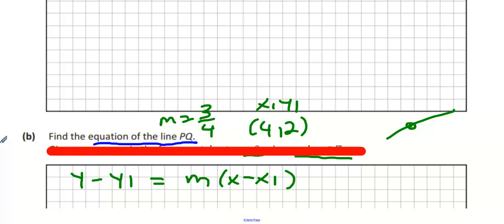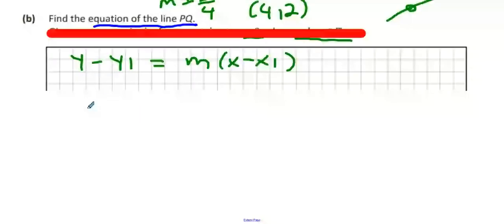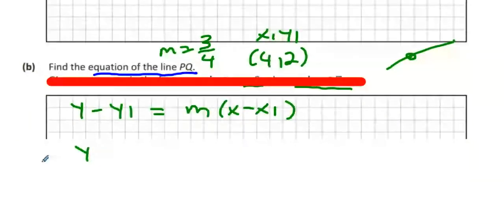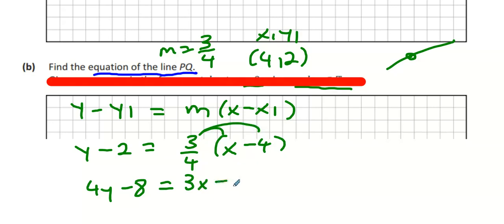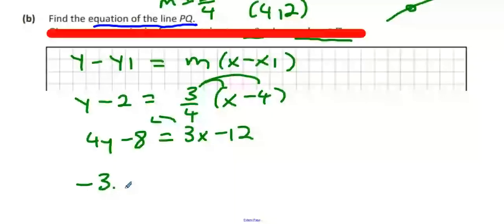So we insert this into the formula. We know y1 is 2, m is 3/4, and then we have x take away x1, which is x minus 4. Cross multiplying by 4, we get 4y minus 8 equals 3x take away 12. We bring it all to one side and get minus 3x plus 4y, minus 8 plus 12, because the minus 12 moves from the right to the left and becomes plus 12, which gives plus 4, equal to 0.